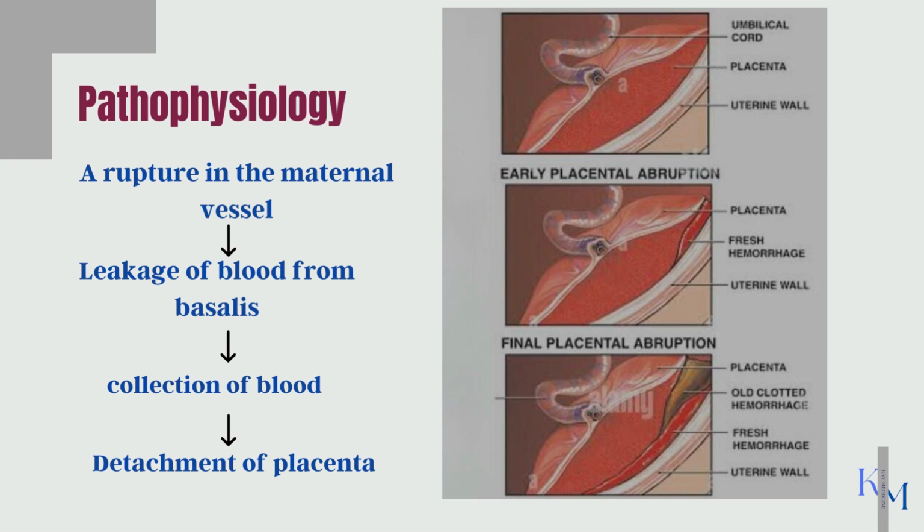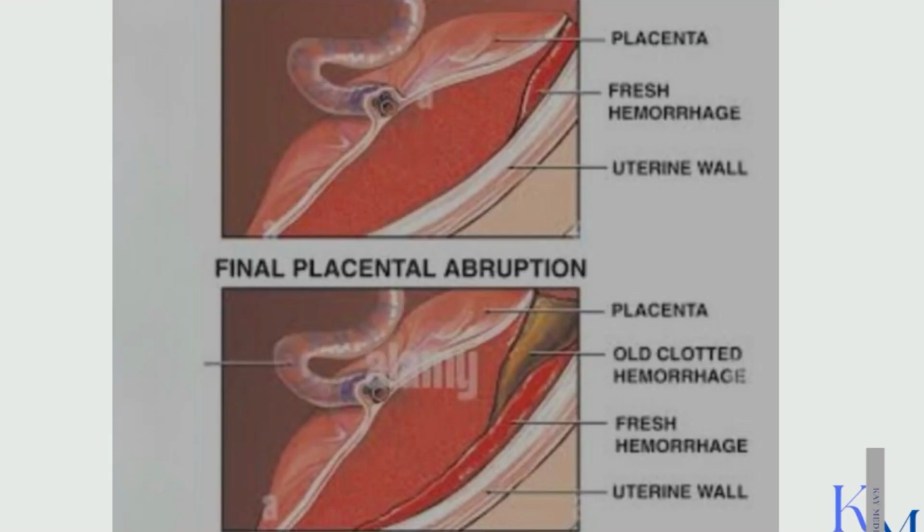Pathophysiologically, the maternal vessels and basalis of endometrium supplying the placenta rupture, leading to leakage of blood and subsequently the separation of placenta. As you can see in this picture, how the normal placenta is, how blood leaks and how a clot is formed. Moving on to the types of abruption.